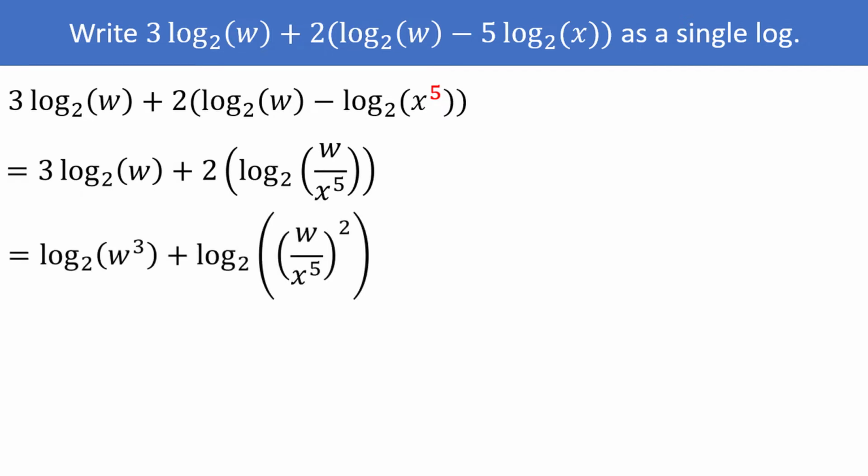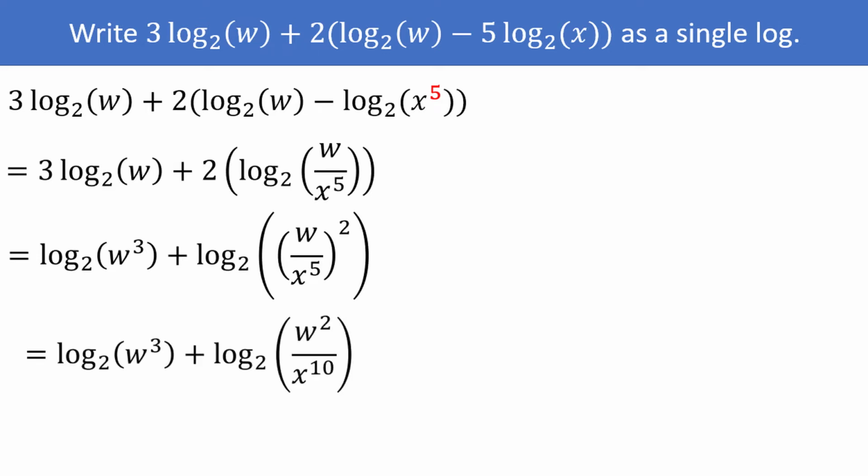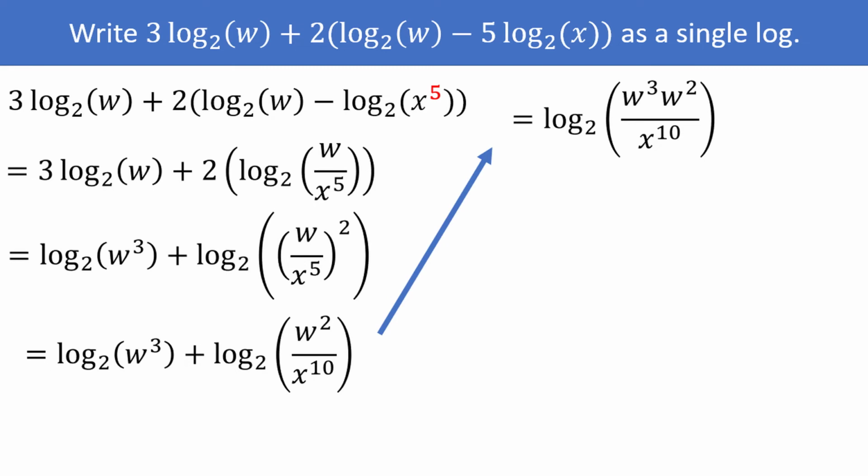We have log base 2 of w to the 3rd plus log base 2 of w over x to the 5th, all squared. Next, we can distribute the square to the w and x to the 5th in the second log to get log base 2 of w to the 3rd plus log base 2 of w squared divided by x to the 10th. We can combine the addition of the two logs into one log that has the product of the arguments, as log base 2 of w to the 3rd times w squared divided by x to the 10th.